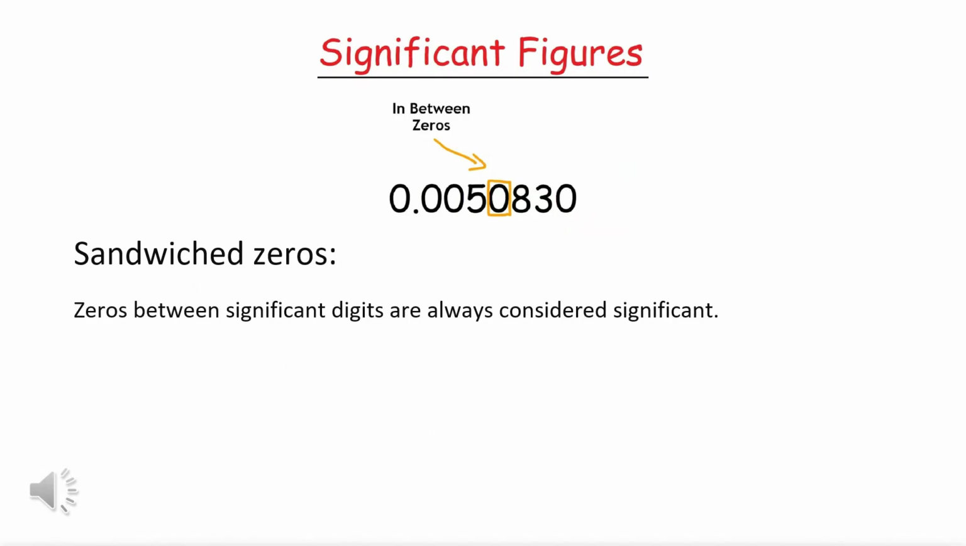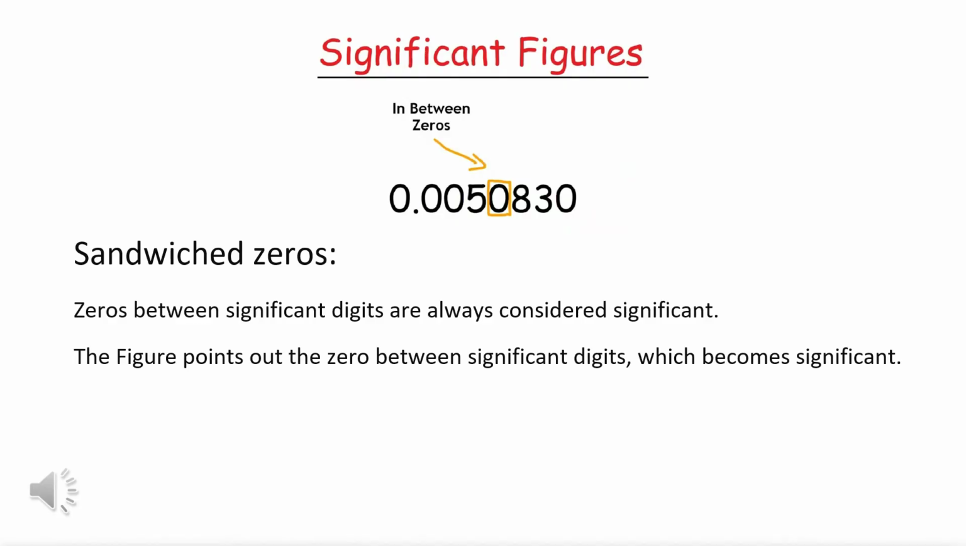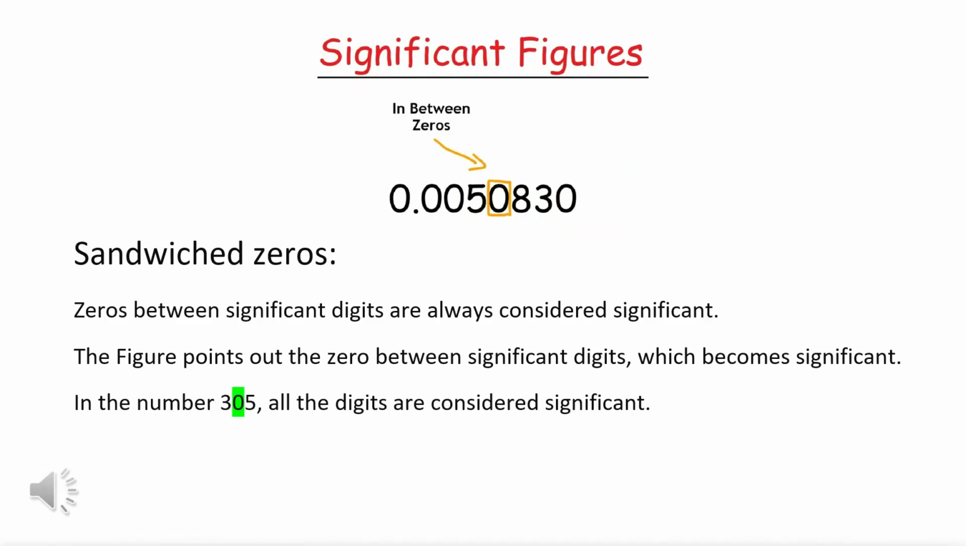Last rule, zeros between non-zero digits are always significant. We call these sandwiched zeros. Our main example has a 0 in between the 5 and the 8. This will make that 0 significant in the number by adding precision and not just being a placeholder. Take the number 305, the 0 is between the 3 and the 5, so it counts. That gives us 3 significant figures in total.